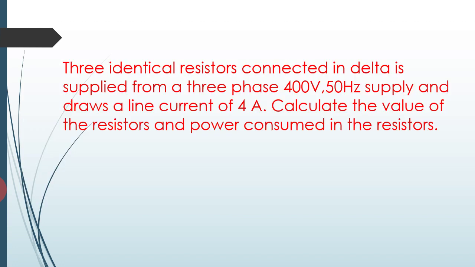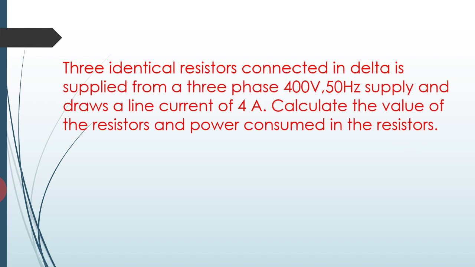Then next question. Three resistors are connected in delta and supplied from a 3-phase 400 volt 50 Hz supply and draw a line current of 4 ampere. Calculate the value of resistors and power consumed in the resistors.